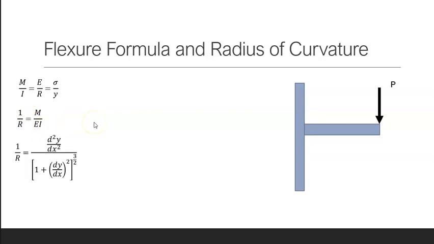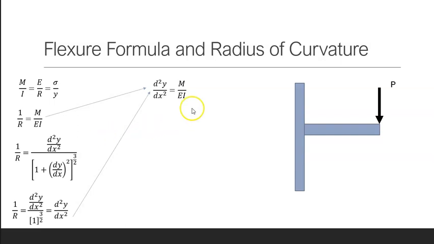If I then look at the radius of curvature formula, if we say that dy/dx is very small, then we have a very small number squared, so 1 plus something really, really small is effectively equal to 1, and 1 to the power of 3 over 2 is just 1. So we get 1 over r is equal to d2y/dx squared. If we take this formula for 1 over r and this one here, and put them together, we get an expression for d2y/dx squared, and that's equal to the bending moment all over E times I.